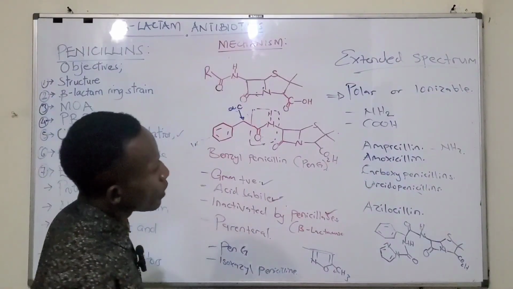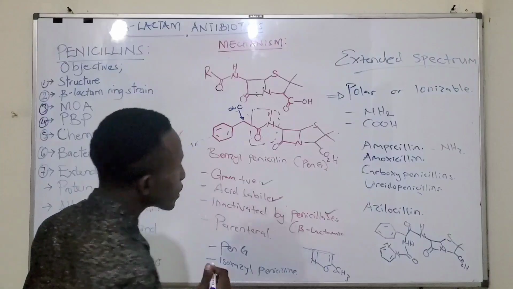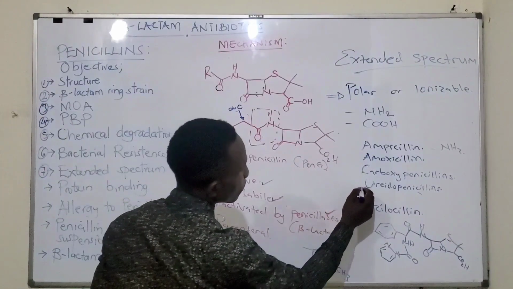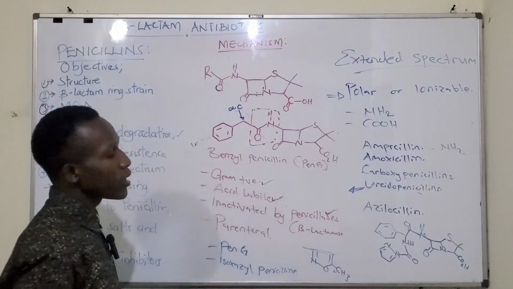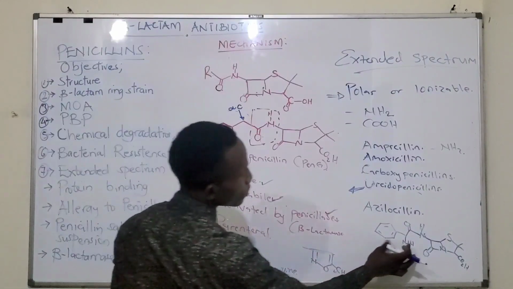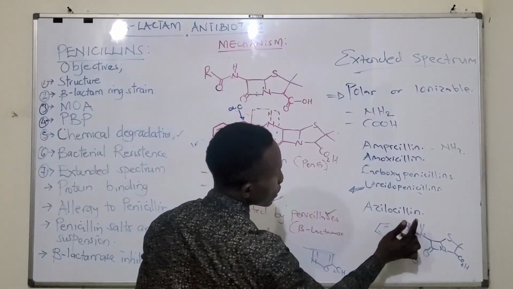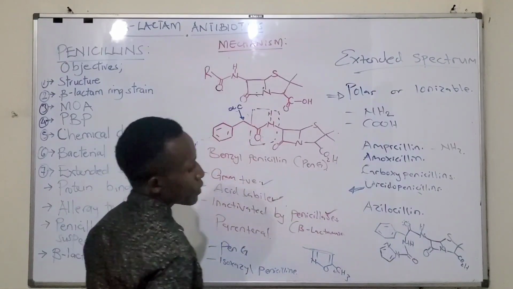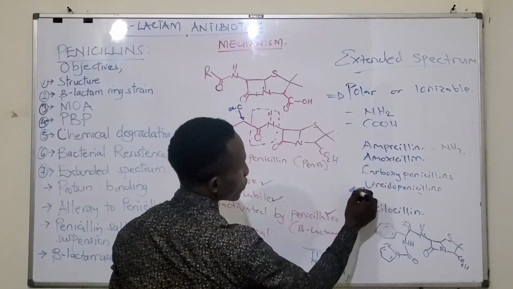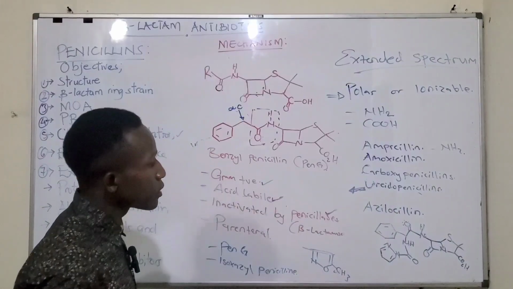So for acid stability, ureidopenicillins are less acid stable. They are not stable in acid because the amide group was altered, meaning that these electrons will be available for attack. So ureidopenicillins are not stable in acidic pH.